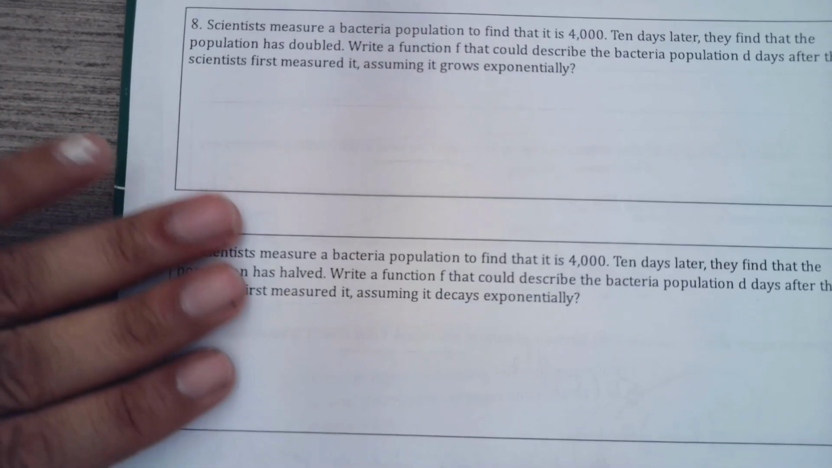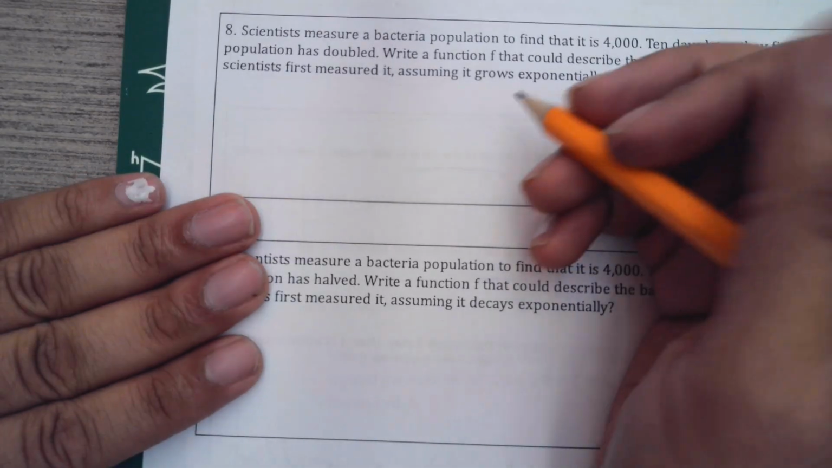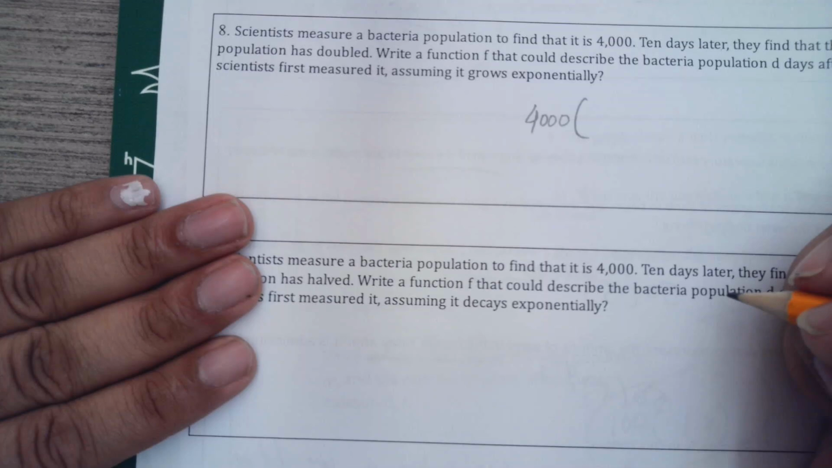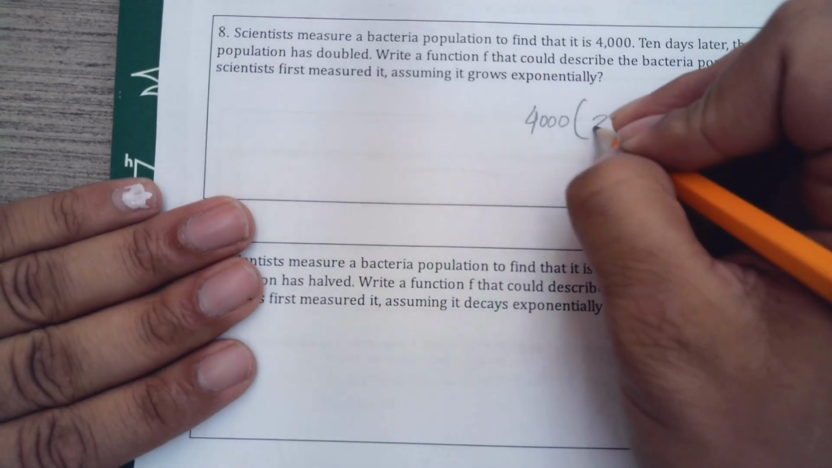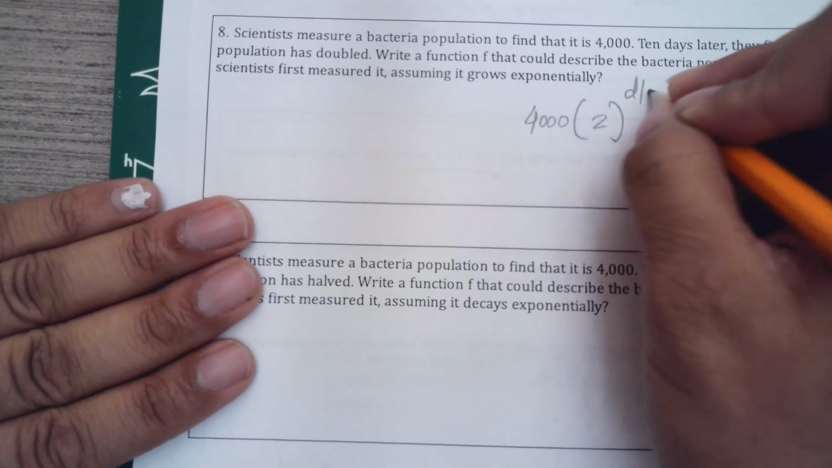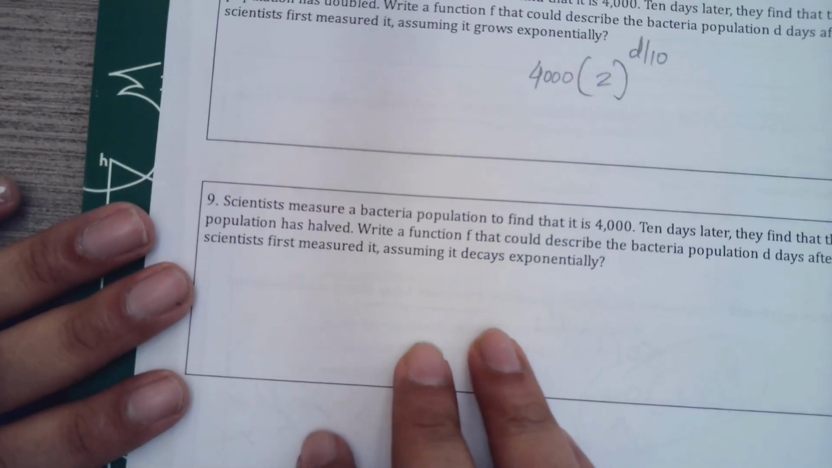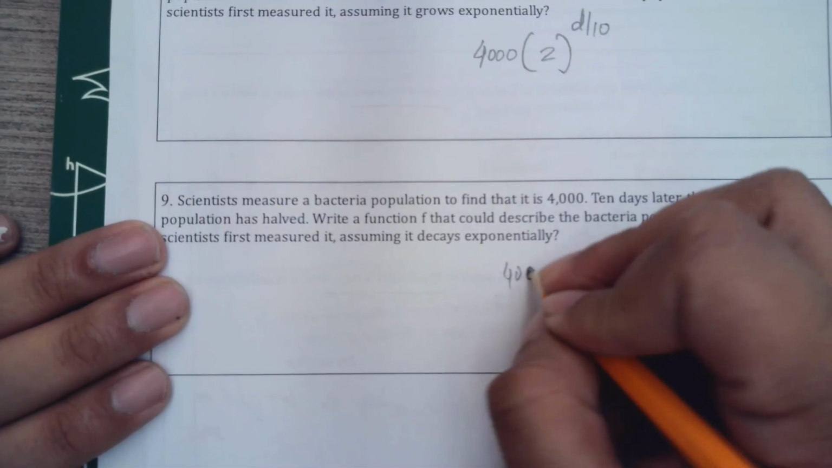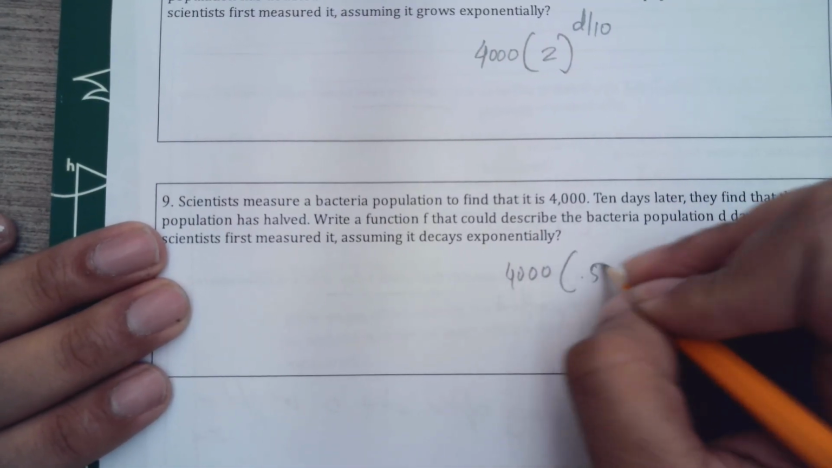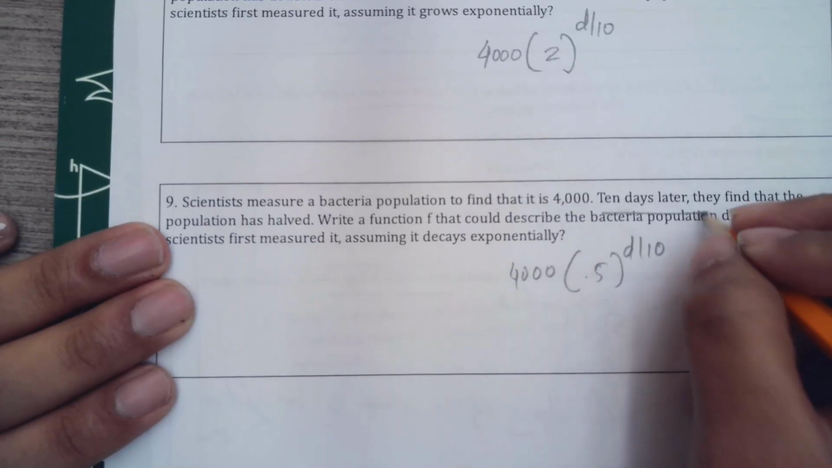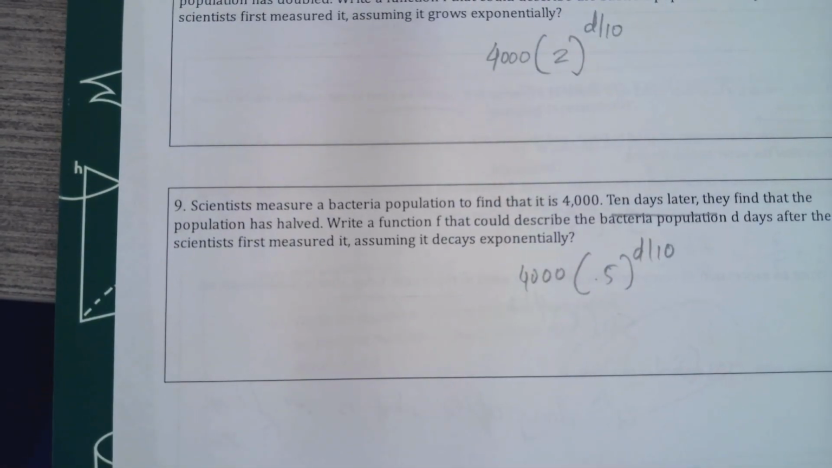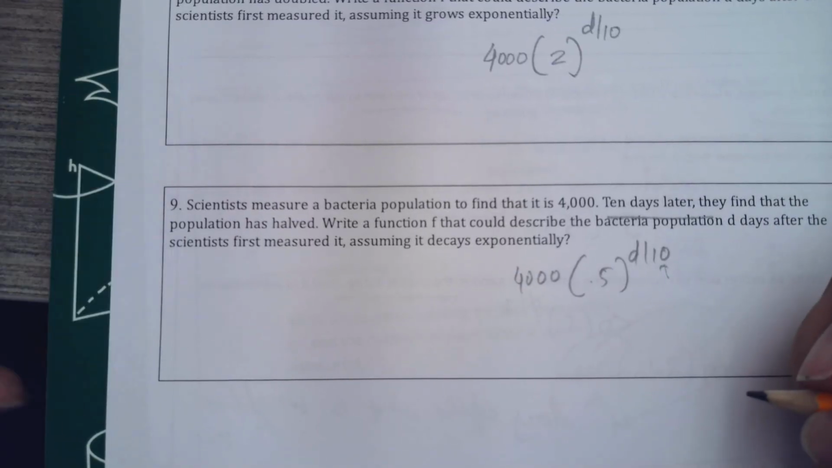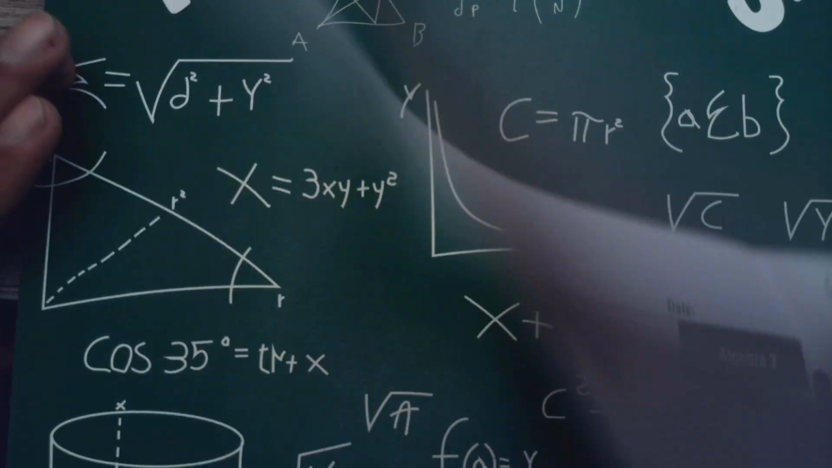Cool. Scientists measure a bacteria population and find that it is 4,000. That's our initial. It takes 10 days to double, so it's 2 to the power of d over 10. So every 10 days it doubles. Yep, same thing here, 4000, but now instead of doubling it halves, so it's 0.5 to the power of d over 10 days later. That's it. Basically whatever is below, however long it takes for it to do it for the first time, that's what it is. That's pretty much all.